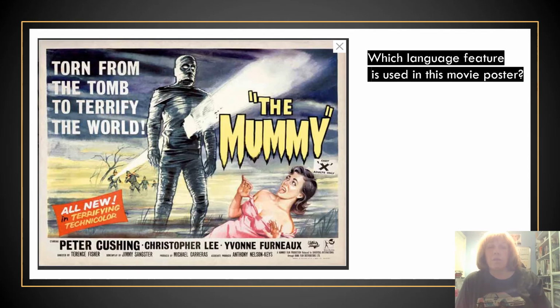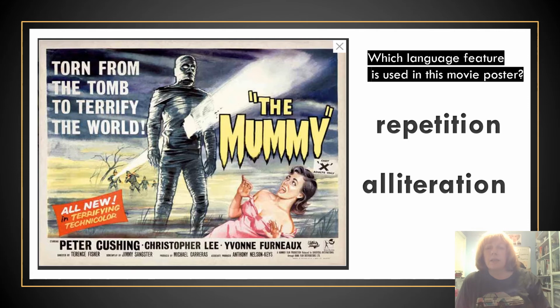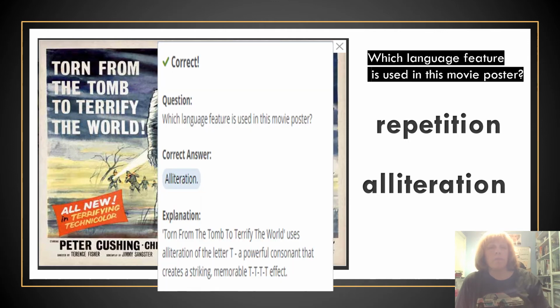Here's a poster. It's a movie poster, a poster of the film The Mummy. Your question is, which language feature is used in this movie poster? Is it repetition, or is it alliteration? So looking at the words in that poster, which one would you choose?